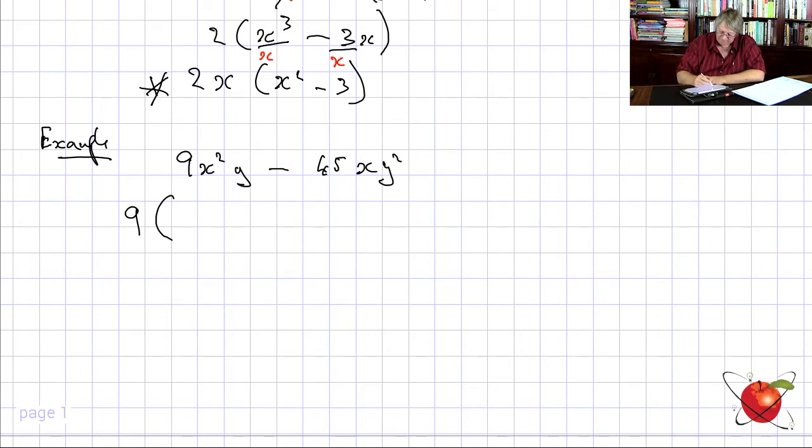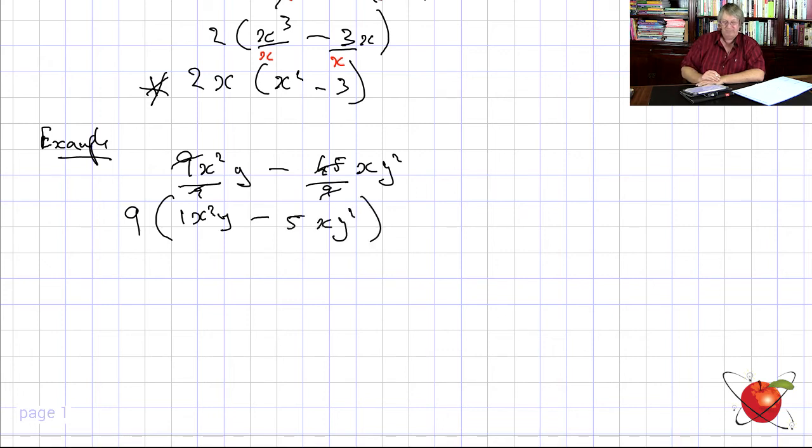Now I'm going to divide each one of those by 9. That leaves me with 1x squared y, doesn't it? Because that's cancelled out. Minus 5xy squared. Now let's look at the first variable.